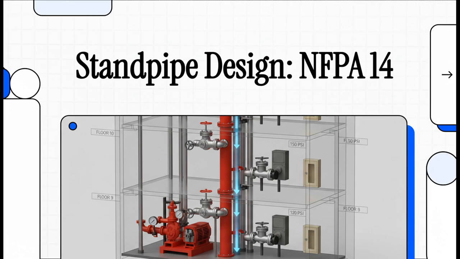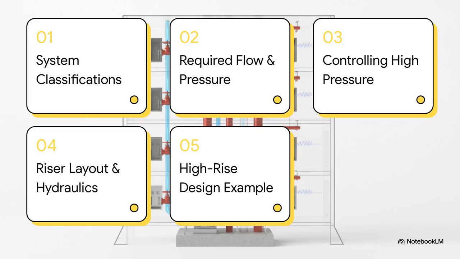Let's jump right in. So, here's what we've got on tap. We'll start with system classifications, then get into the nitty-gritty of flow and pressure. After that, we'll tackle how to handle high pressure, talk about riser layout and hydraulics, and finally, we'll tie it all together with a practical high-rise design example.